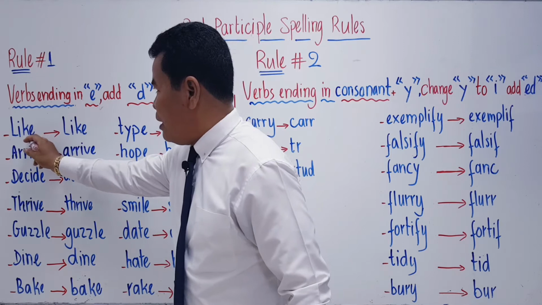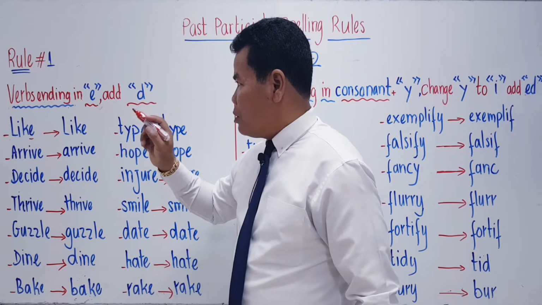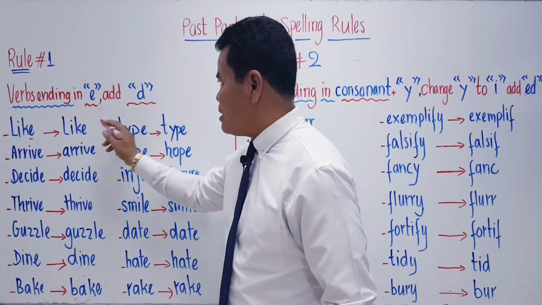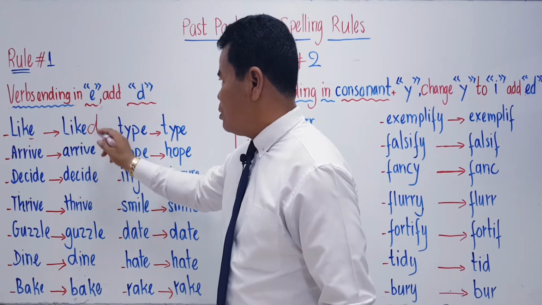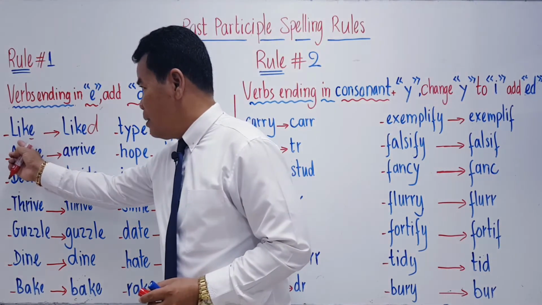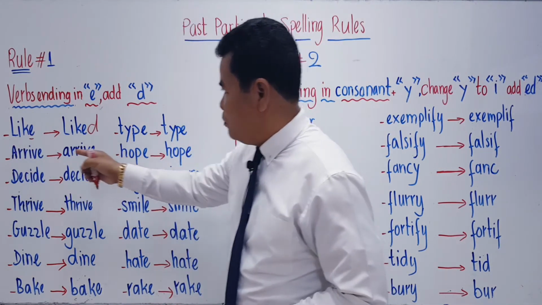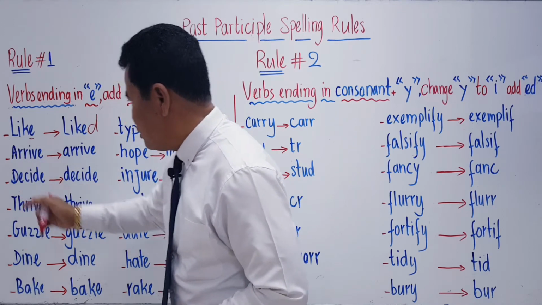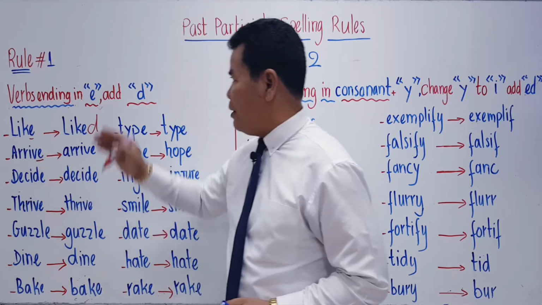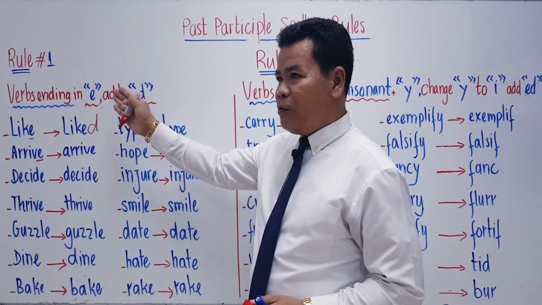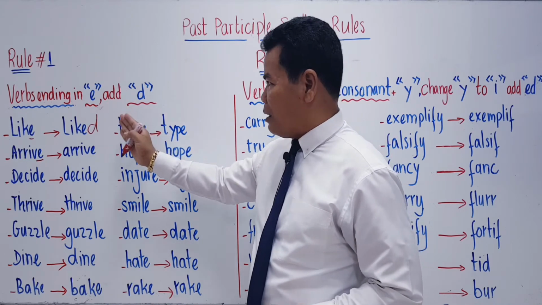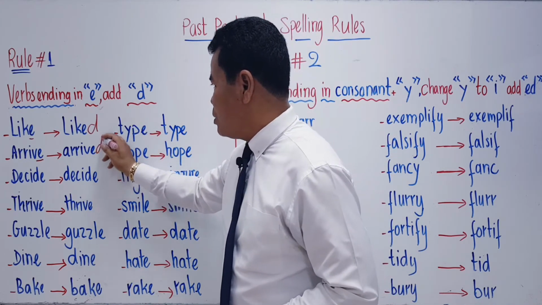E at the end of the verb. So you don't need to do anything else. Just add D at the end. So you have liked. Alright. So what do you see at the end of the verb? E at the end of the verb. So that is not difficult for you to do, just add the letter D.